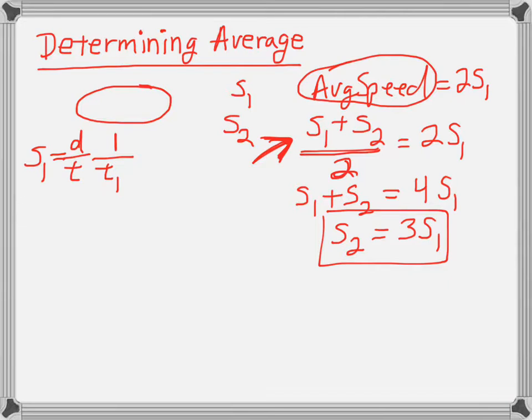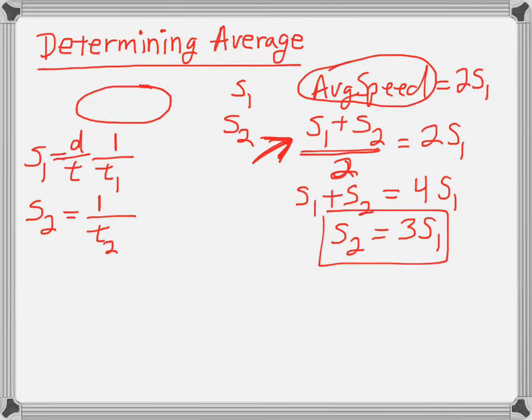So what is speed 2? When we go around the track again, what's our speed? Well, the distance is the same. We went around 1 time, so it's still 1. But the time is going to be different, right? It's actually going to be a shorter amount of time because we're going faster. I don't know what it is, but we'll call it T2. So now we have S1 and we have S2.